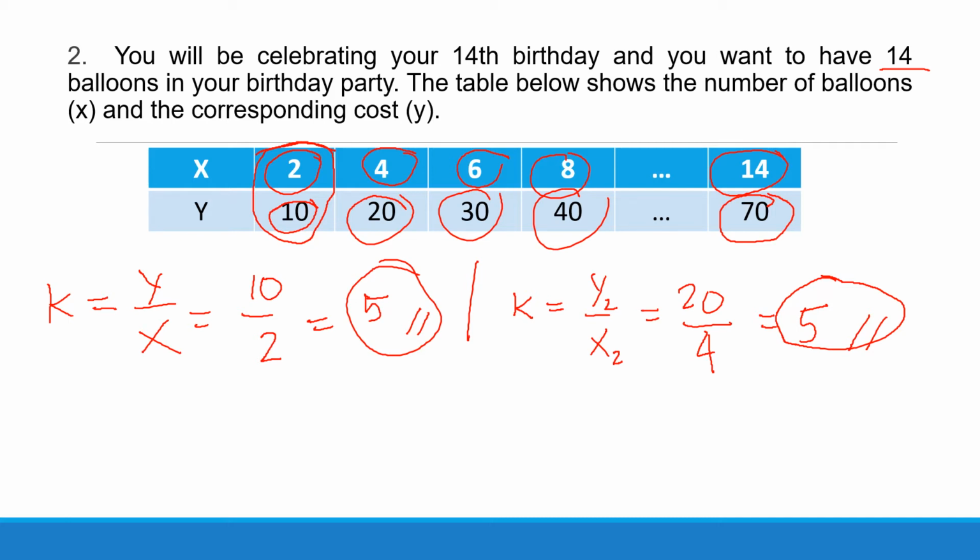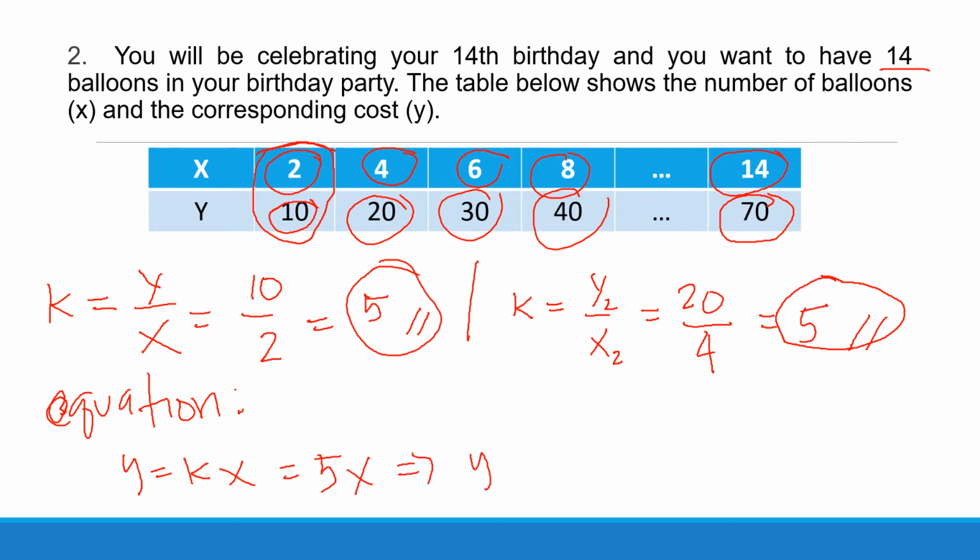So now, let's try to find out our equation. So gagamitin natin formula is the second one. We have y equals kx. So remember, ang k natin is 5. So, we just need to substitute the 5 sa formula natin. We have 5 and then x. So, this implies that our equation is y equals 5x. So, this is the final answer.